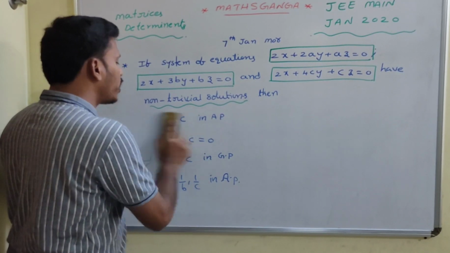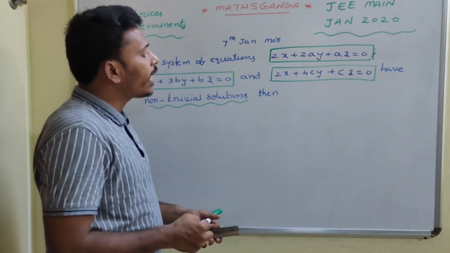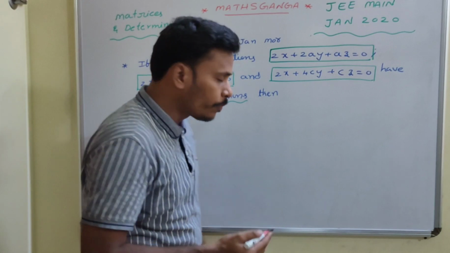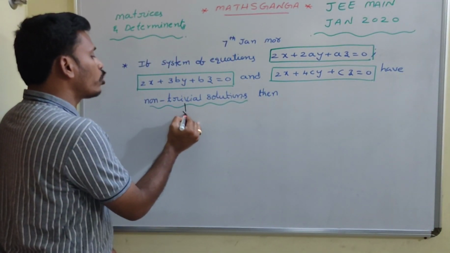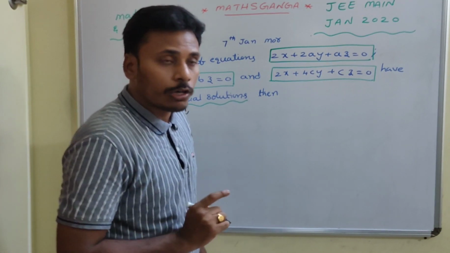We need to get a relation on a, b, c, how they are located. As mentioned in the question, the system of equations has a non-trivial solution, and we know that a non-trivial solution happens only if the determinant of the coefficient matrix is 0. So what is the coefficient matrix?